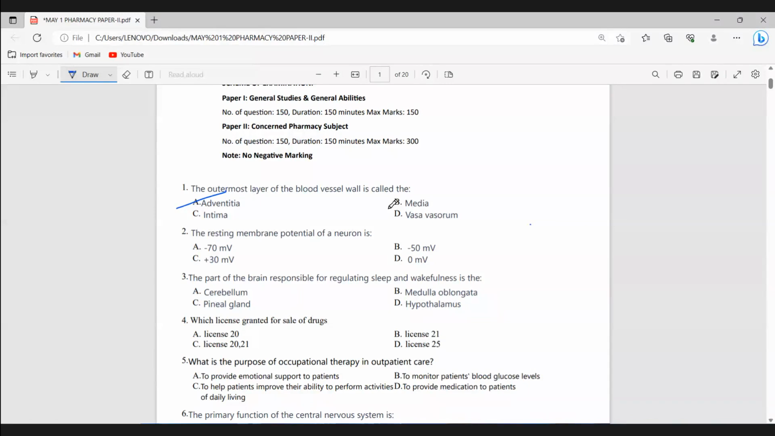Coming on to the fourth option, vasa vasorum. It is a small blood vessel that supplies blood to the walls of large blood vessels. Vasa vasorum is one kind of small blood vessel that will supply blood to the walls of large blood vessels.